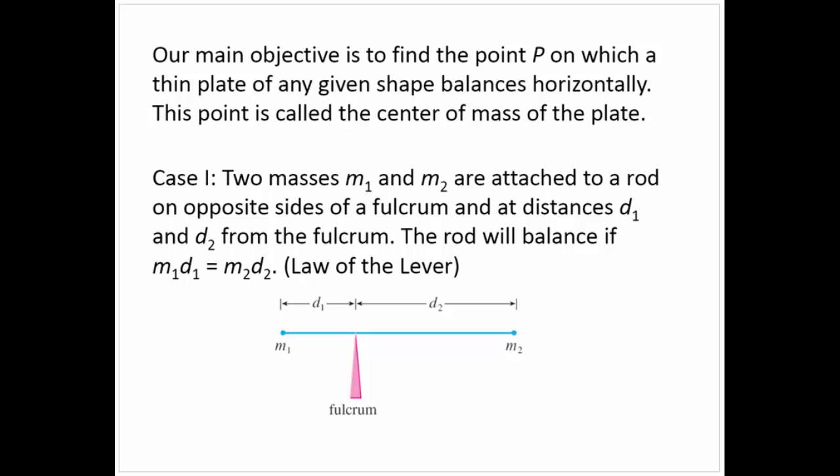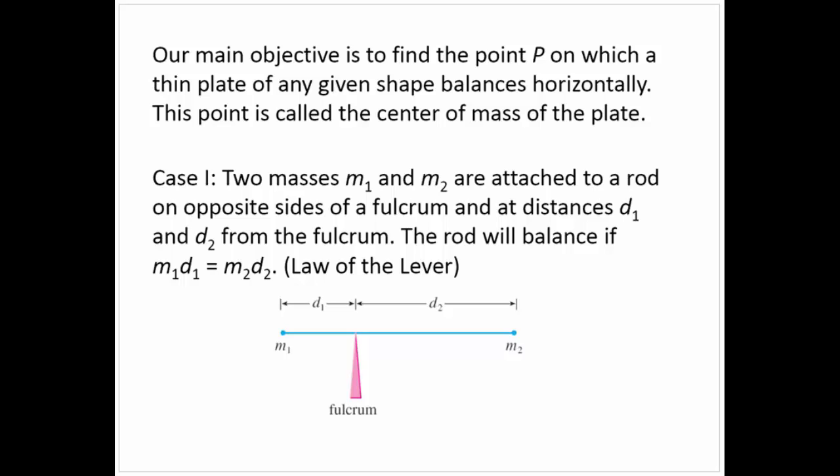The simplest case says, if we just have two masses on opposite sides of a fulcrum, attached to a rod, at distances d1 and d2 from the fulcrum, the rod will balance if m1 d1 is equal to m2 d2. And this is called the law of the lever. So now we're going to try and generalize this.